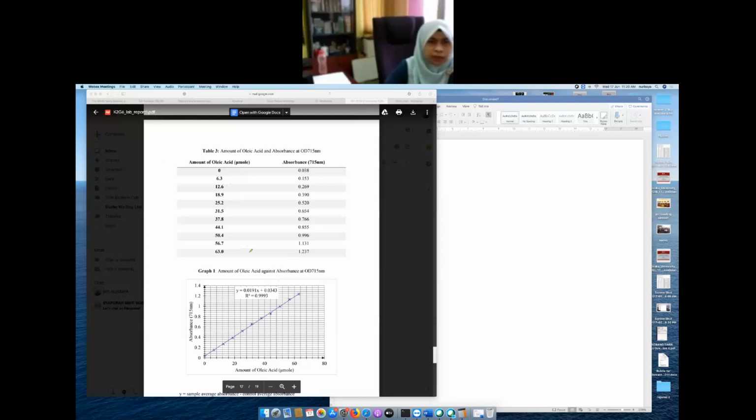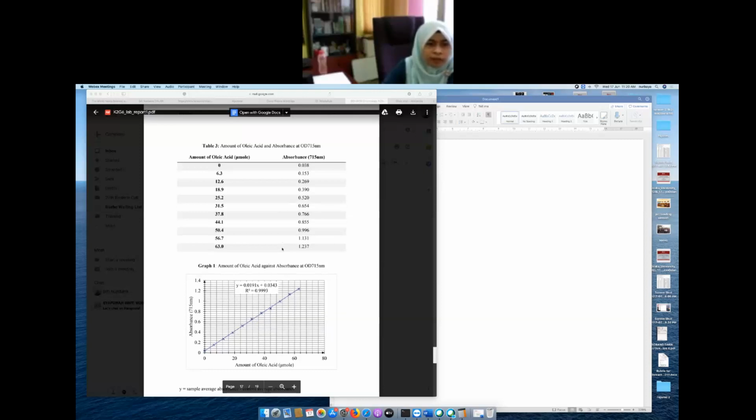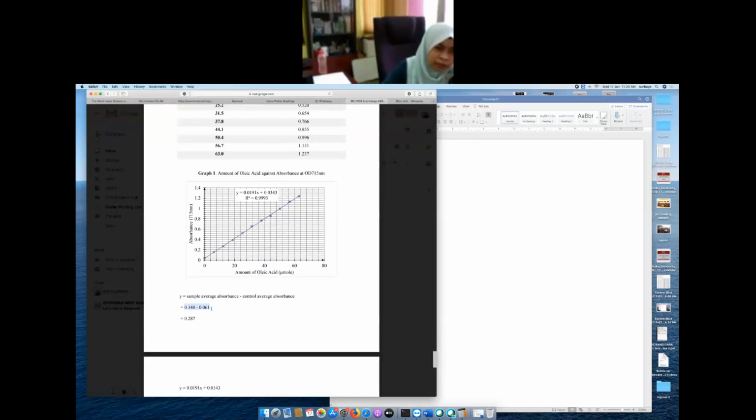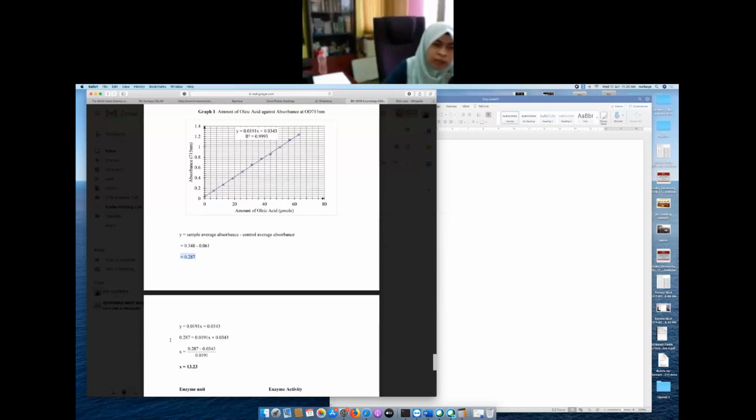And then the absorbance, this is what we get. This is what everyone did last time. And same here, they got 0.348 minus the control, and then they got this absorbance. They put this absorbance in y equals mx plus c, and then they got this.